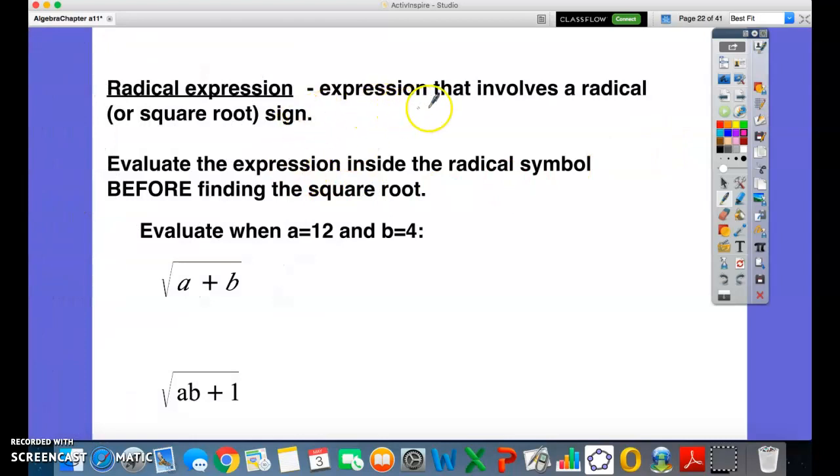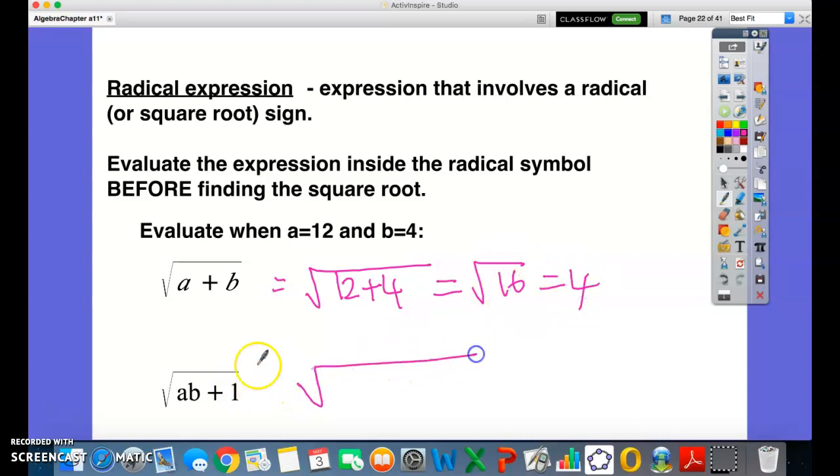Now, a radical expression is an expression that involves a radical or a square root sign. So evaluate the expression inside the radical symbol before finding the square root. If you're given a equal to 12 and b equal to 4, simplify, evaluate inside, and then take the square root. So simplify this again. This will be 16. Then you take the square root, so that will be 4. Here, 12 times 4 is 48. For the square root of ab plus 1, evaluate this first before you take the square root.